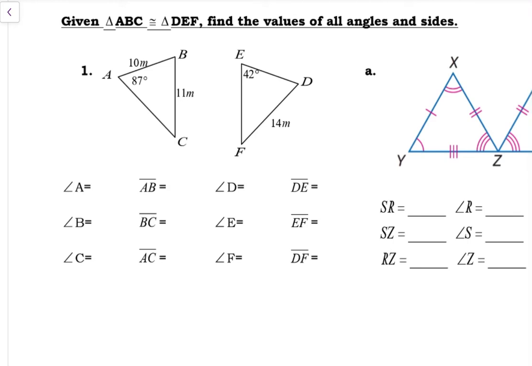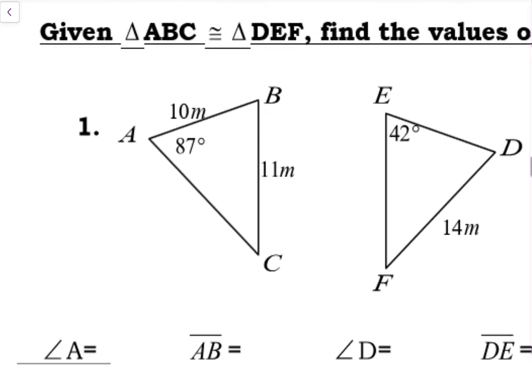Okay, next, number 1, we have triangle ABC and DEF are congruent. And we need to find all the values of the angles and sides. So first thing I'm going to do is I'm going to mark all of my angles and sides that are corresponding. So I'm going to do A and D first. So A and D are corresponding. Then I'll do B and E. So B goes with E. And last is C and F. Those go together. C and F.